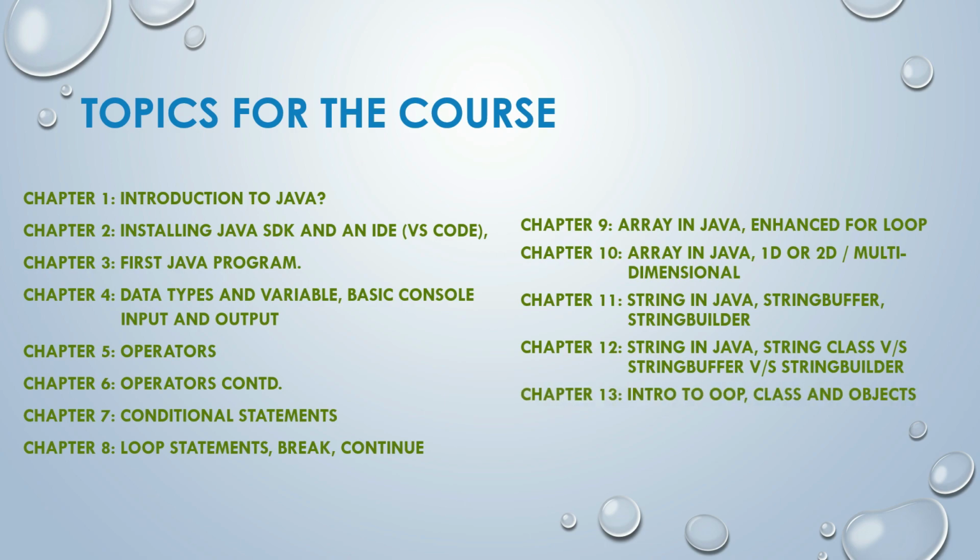Then we will get an introduction to object-oriented programming, where we will learn how to create our own classes and objects. We'll learn to define a class, and we will learn all the important features of object-oriented programming. There are four main pillars of object-oriented programming: encapsulation, abstraction, polymorphism, and inheritance.